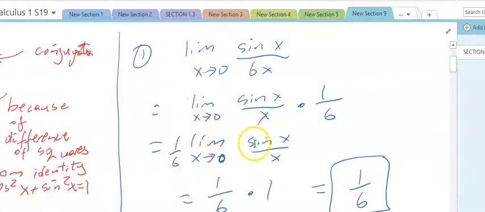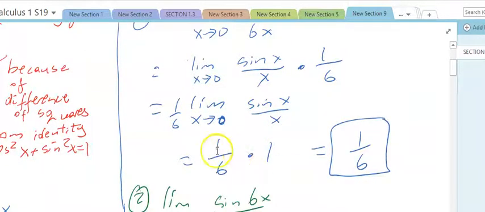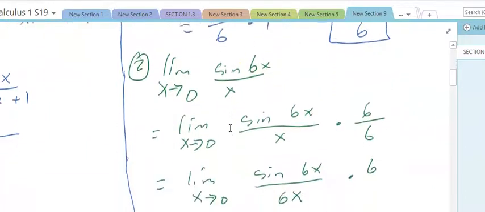The limit as x approaches 0 of sine of x over x, and because we know what sine of x over x gives as x approaches 0, we can go ahead and multiply that by our 1/6. We know that that was 1, so 1/6 times 1 equals 1/6, and so that is the answer to our first question.